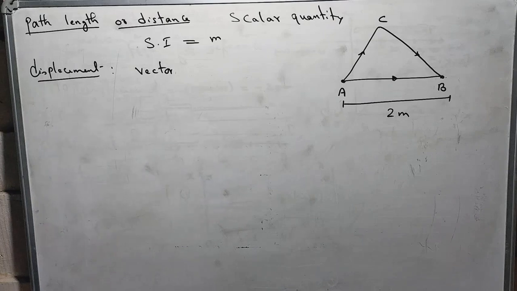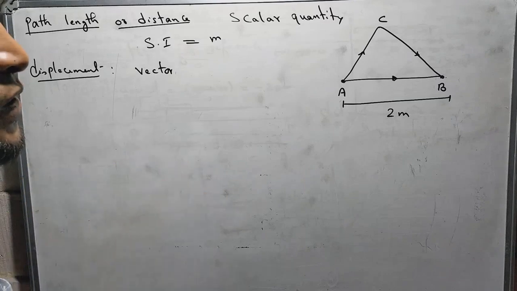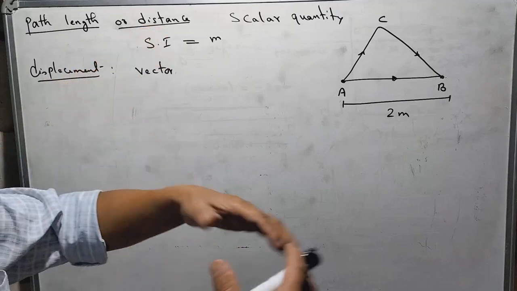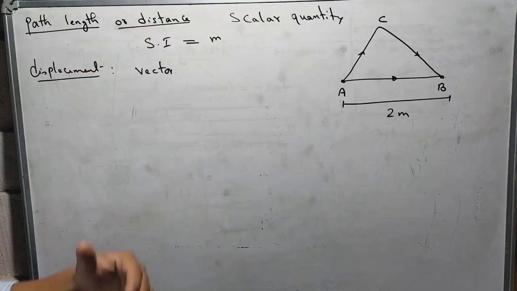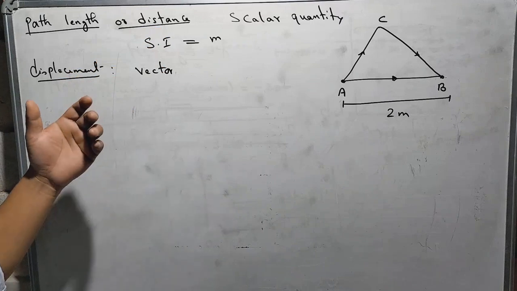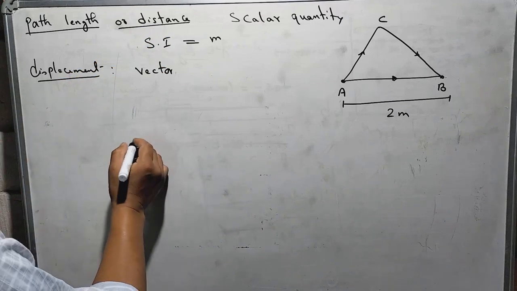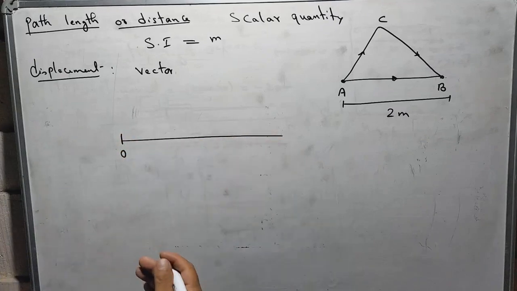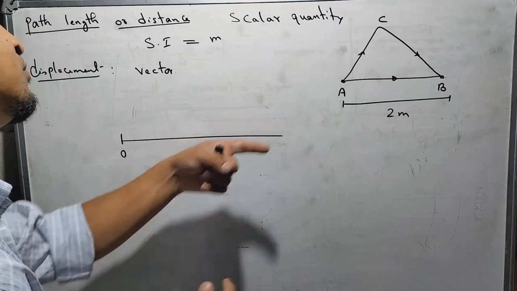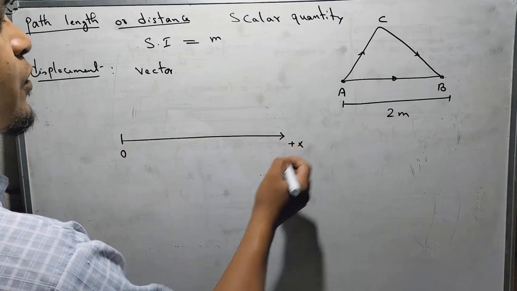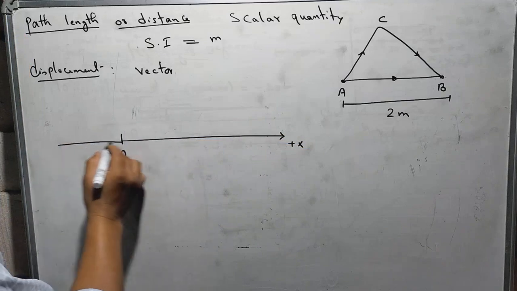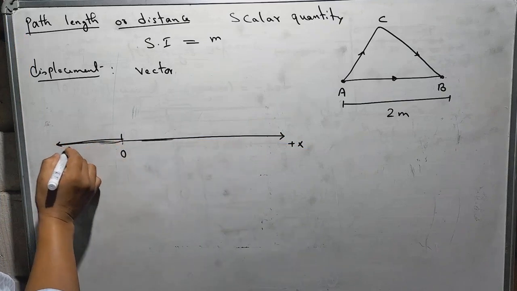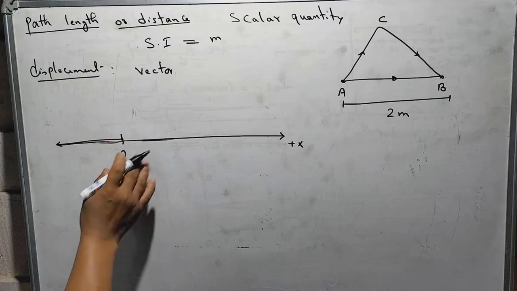Next. Displacement can be positive, negative, or zero, whereas the distance is always positive. So let us have a look to understand that situation. Suppose this is a straight line motion. When I say straight line motion, I mean the motion of an object along the x-axis. So this is my x-axis and this is the origin. All right, let me draw properly.